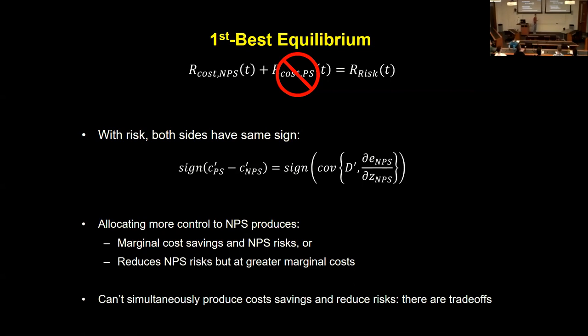They think, well, let's trade. That'll reduce costs. And let's have a really large ratio to help reduce risks. But you can't get both. You can get one or the other. There are trade-offs here.